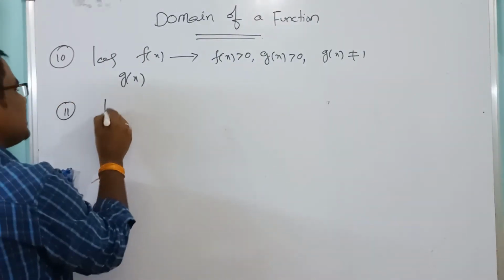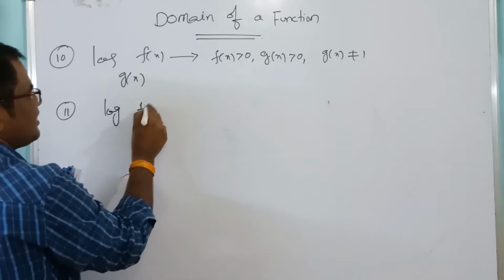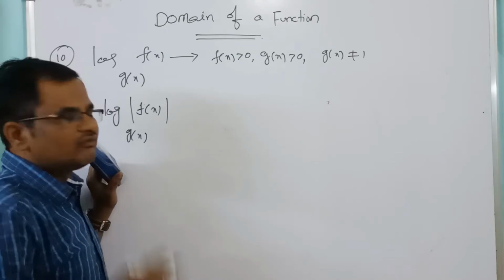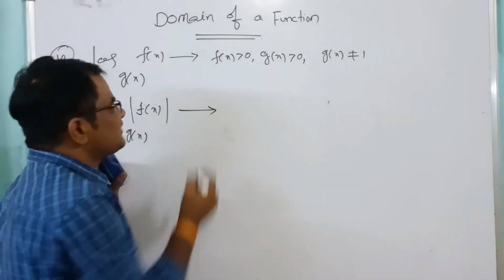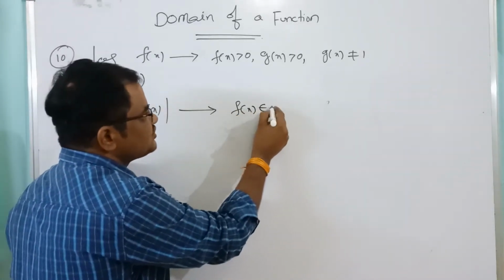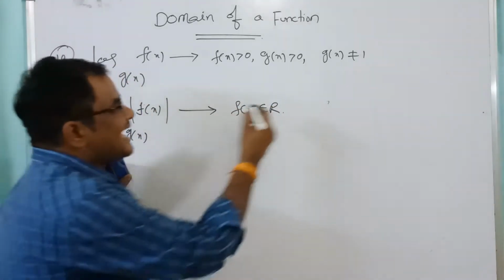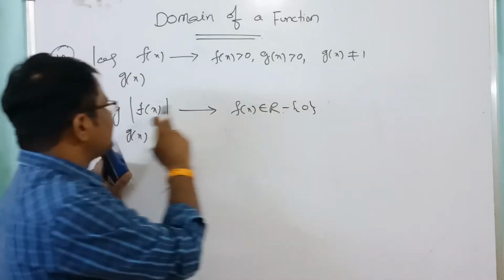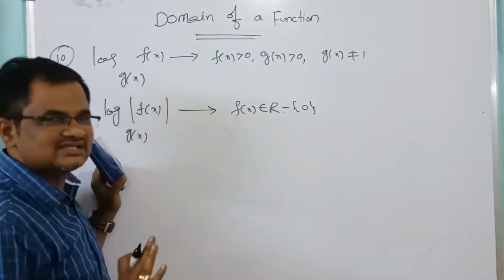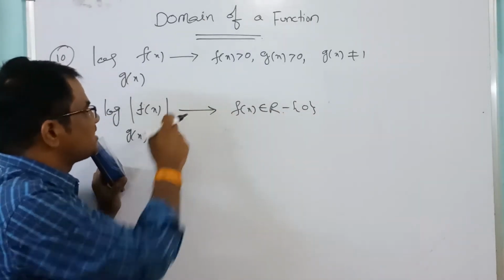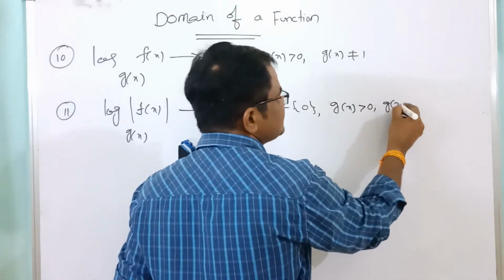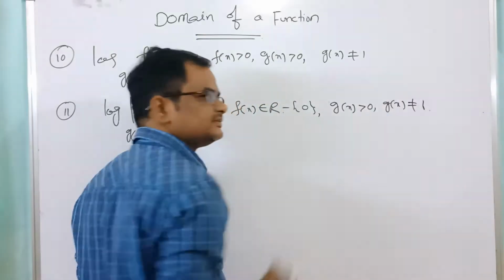Next one, suppose log of f of x to the base g of x, with modulus of f of x given. When is this function defined? Since the modulus is there, f of x belongs to the real numbers, all real numbers except 0, because log 0 is not defined. Any other value is fine, since negative values also work with the modulus. And g of x is greater than 0 and g of x is not equal to 1. That's it.